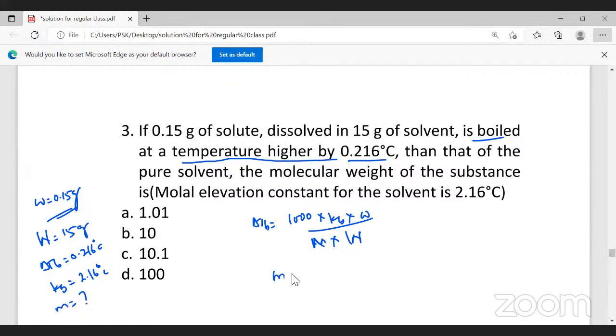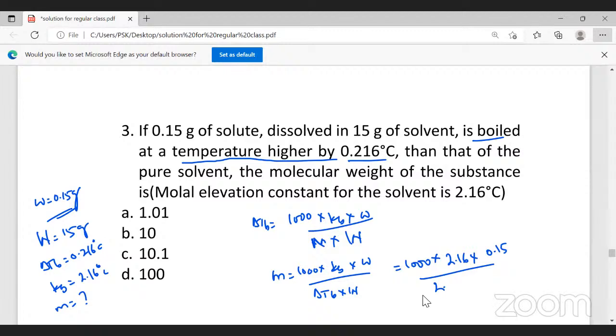So what will be M? M will be 1000 into Kb into W divided by delta TB into W. So that will be equal to 1000 into, what is Kb? Kb is 2.16 and small letter w is 0.15, divided by delta TB, which is 0.216, and what is W? 15 grams. So it's a simple simplification.